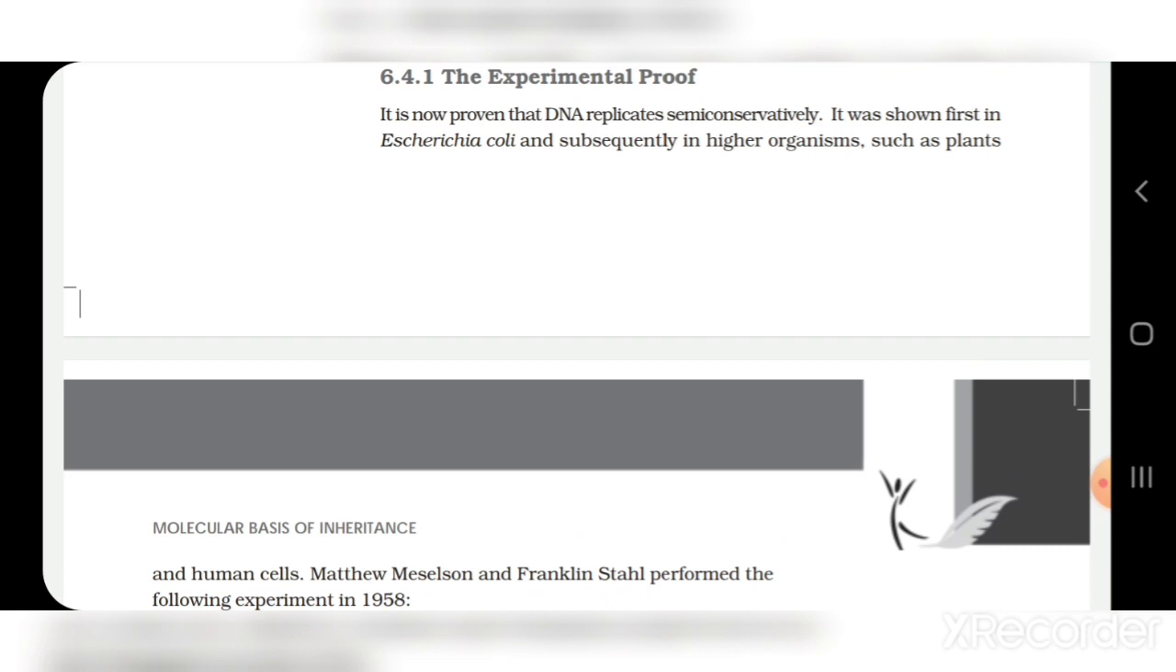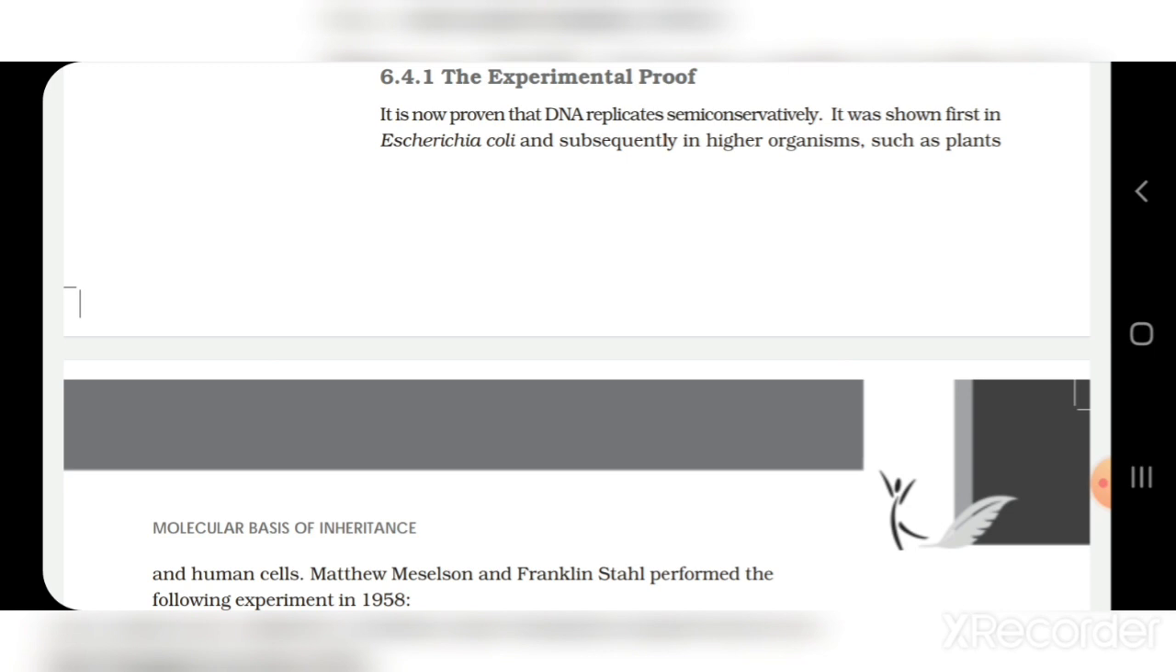What did they do? They initially grew E. coli bacterium for many generations. Why did they choose E. coli? Since it can replicate within 20 minutes, we can get a new generation of bacteria within 20 minutes. So they grew E. coli for many generations in a medium which contained a heavy isotope of nitrogen, which was N15.